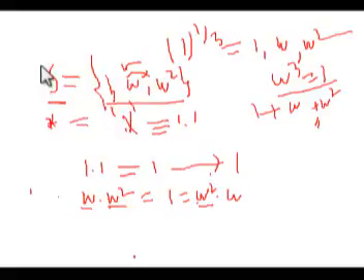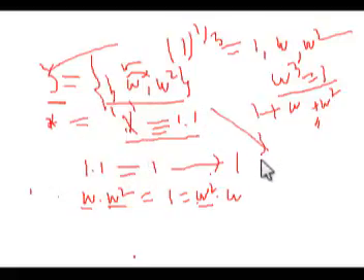So yes, with this binary composition multiplication, all four axioms are satisfied. So yes, it must form a group. So it forms a group.